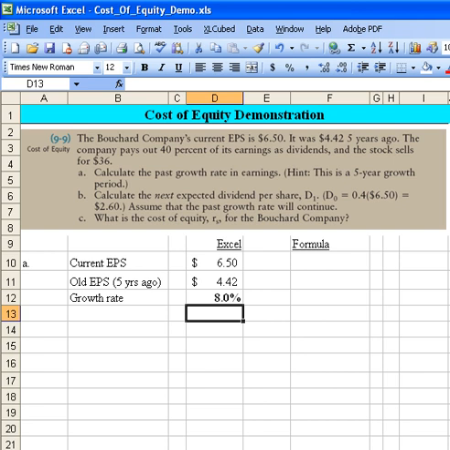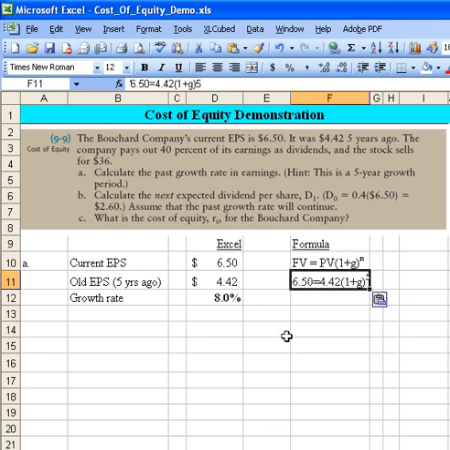We're simply going to make sure we have the signs right and compute that rate. Now, if we want to use the formula, let me just copy that in. The formula is the future value would equal the present value times 1 plus the growth rate raised to the power of n. So if we plug in the numbers, we would say that 6.50 is equal to 4.42 times 1 plus g raised to the power of 5, right? This is simply the present value and future value formulas that we've learned. Okay, so if we rearrange the terms, we come up with this right here.